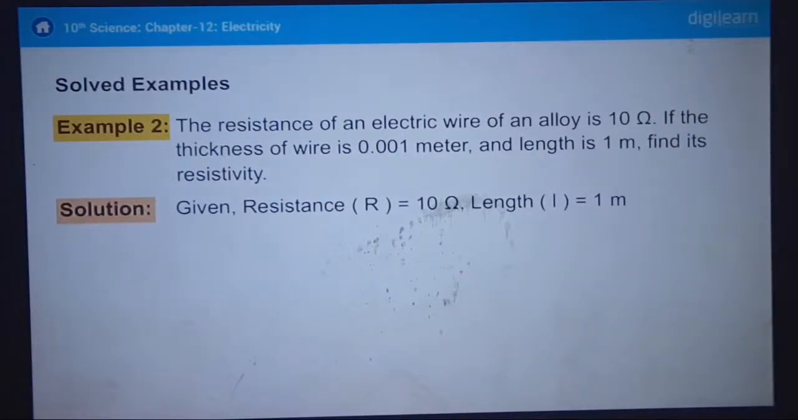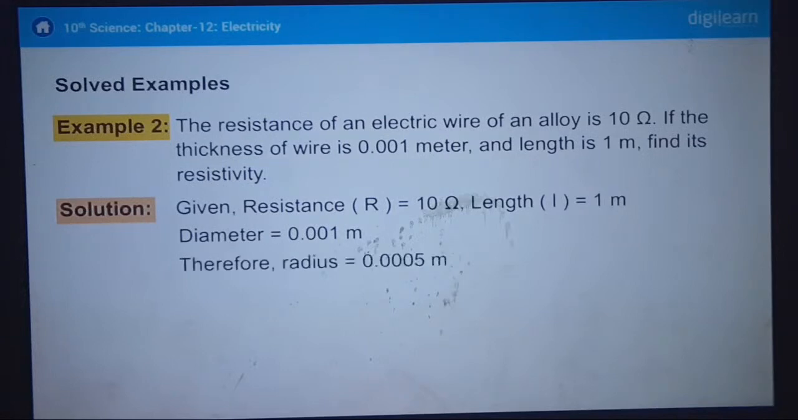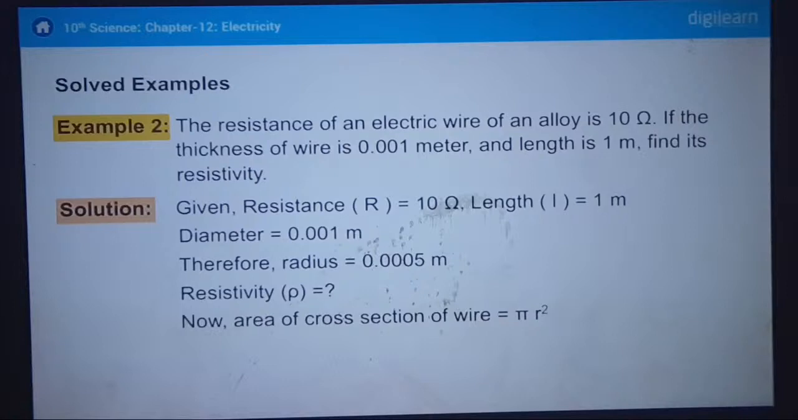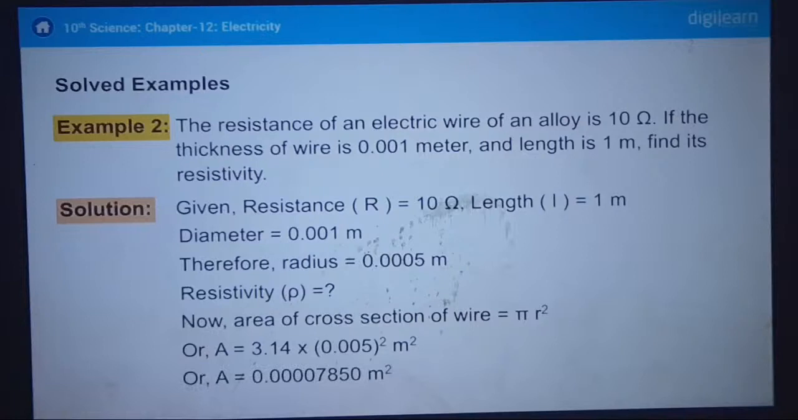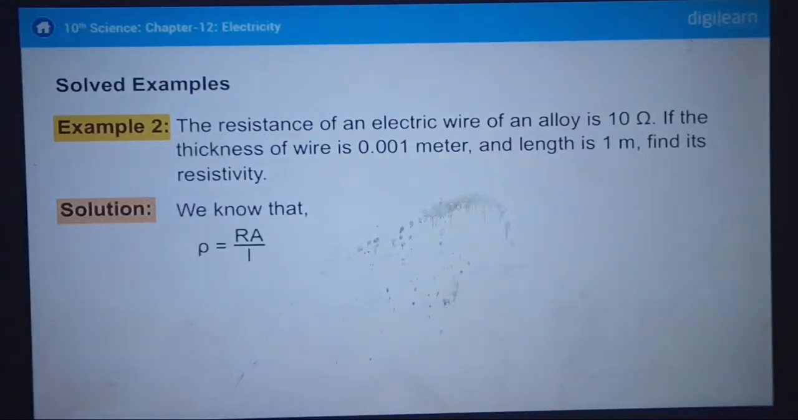Solution: given resistance R equal to 10 ohms, length L equal to 1 meter, diameter equal to 0.001 meter. Therefore, radius equal to 0.0005 meter. Resistivity rho to be found out. Now, area of cross section of wire equal to pi r square, or A equal to 3.14 into 0.0005 whole square meter square, or A equal to 0.0000785 meter square. We know that rho equal to RA by L.